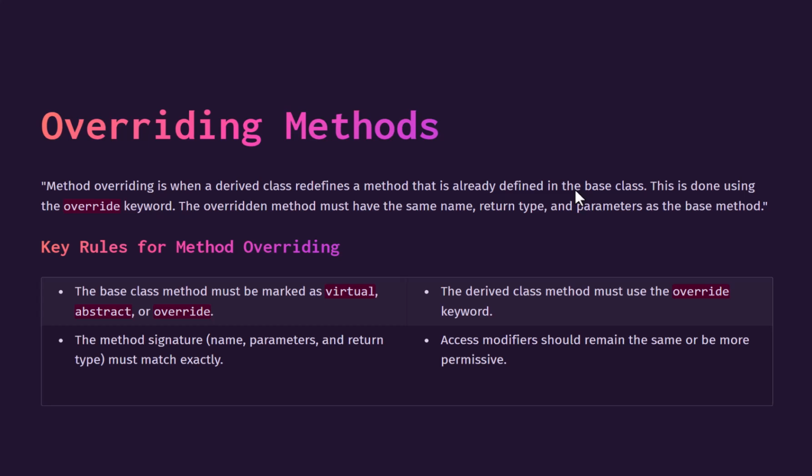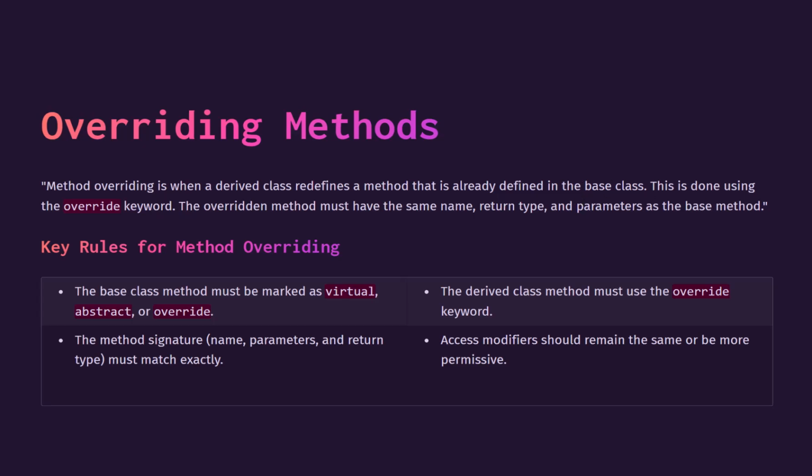Hello and welcome back. In this session we're going to focus on overriding a method in C#. It's a key feature of object-oriented programming. Overriding allows a derived class to provide its own implementation of a method that is defined in the base class, making your code more flexible and more dynamic.